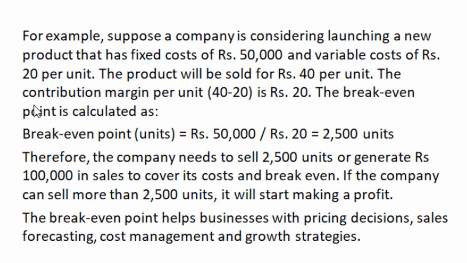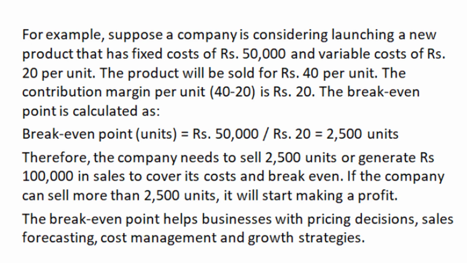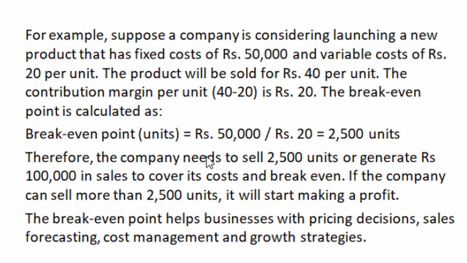Now the break-even point can be calculated to cover all amount of fixed cost, and total fixed cost is 50,000, contribution margin is 20, and the ratio of the two, fixed cost and per unit contribution margin, gives us break-even point in terms of 2,500 units. So this company needs to sell 2,500 units or generate, with rupee 40 per unit sale price, total rupee 1 lakh as sales revenue to cover both its fixed costs as well as variable cost, and to get break-even conditions or no loss no profit conditions.